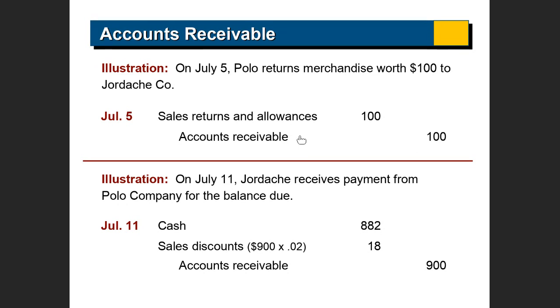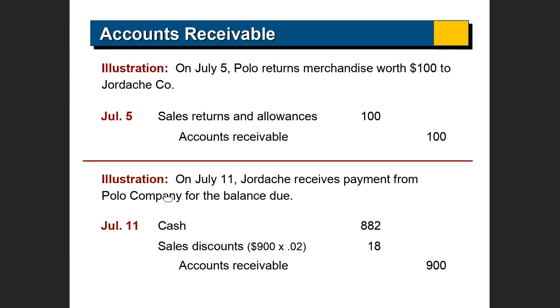Here, what we are going to do is approach the accounts receivable from the side of the seller. Accounts receivable belongs to the seller. Accounts payable belongs to the buyer, right? So one man's accounts receivable is another man's accounts payable. One company's accounts receivable is another company's accounts payable.